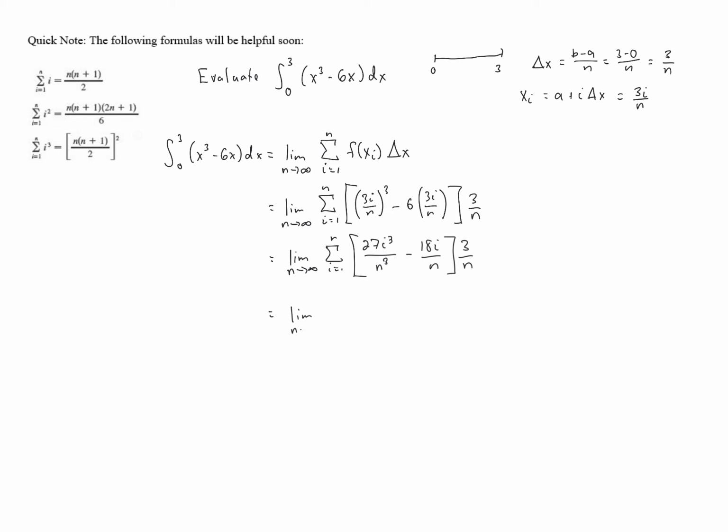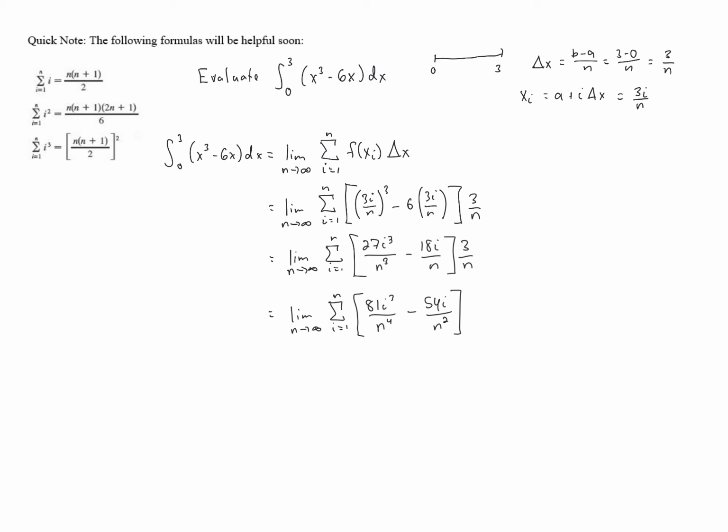That's a good next step. So we still have the limit of the sum. None of that has changed. And then when we distribute the 3 over n, that's going to give us an 81i cubed over n to the 4th minus 18 times 3 is 54i over n squared.